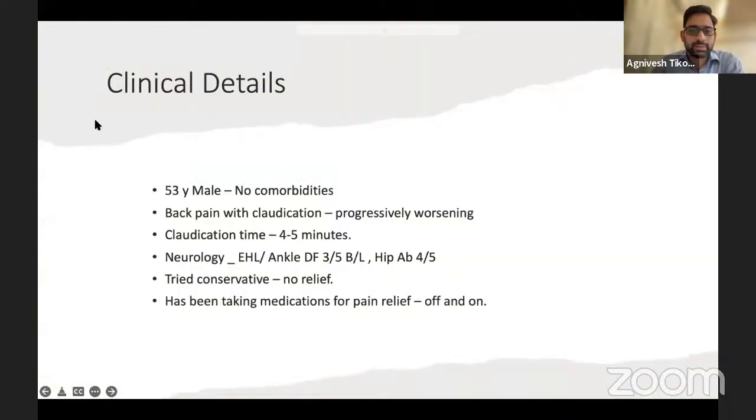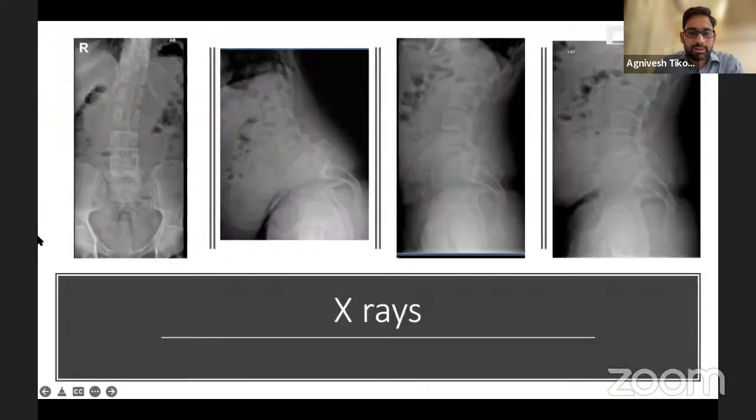It's a 53-year-old male, a regular scenario which we see in our OPD, back pain with claudication, progressively worsening, not able to walk beyond a few minutes, has started to get early deficit in L5, tried conservative but no relief and worsening, has been taking some off-the-shelf medications off and on for his pain for a very long time. And these are the X-rays of the patient.